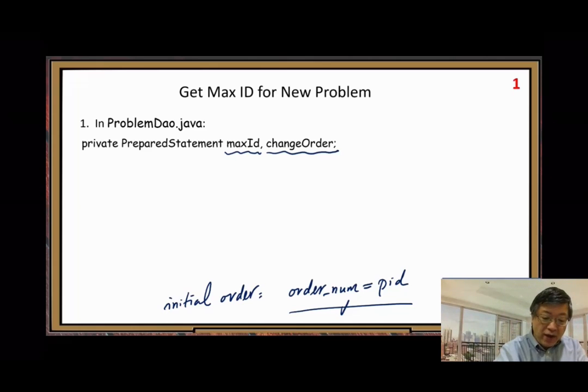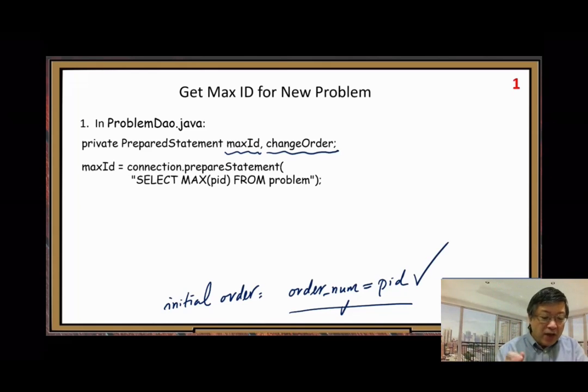After that, we define a change order query to make this change. Let's look at the detail. For the max ID, we use a select statement, but here we use the max function. In SQL, this max function returns the maximum value for PID from the problem. Very simple. The second we will leave to the next page.